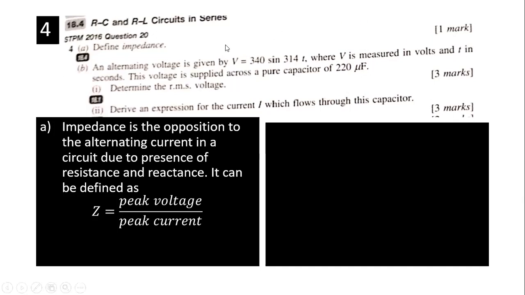Right? You're given the voltage formula. V is in volt, T is in second. Voltage supply across the pure inductor is 220 microfarad. Determine the root mean square voltage. Right? Peak voltage is given to you. This one is direct, memory work, that's all. Simple calculation, V0 over root 2. 340 from here over root 2 is 240 volt.